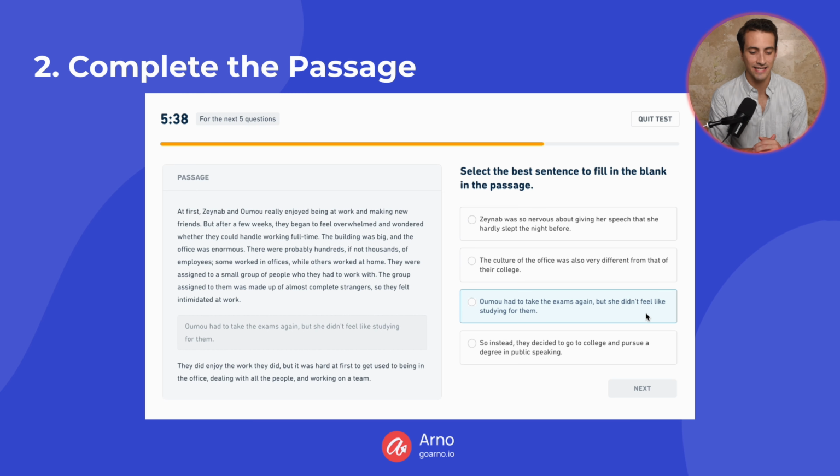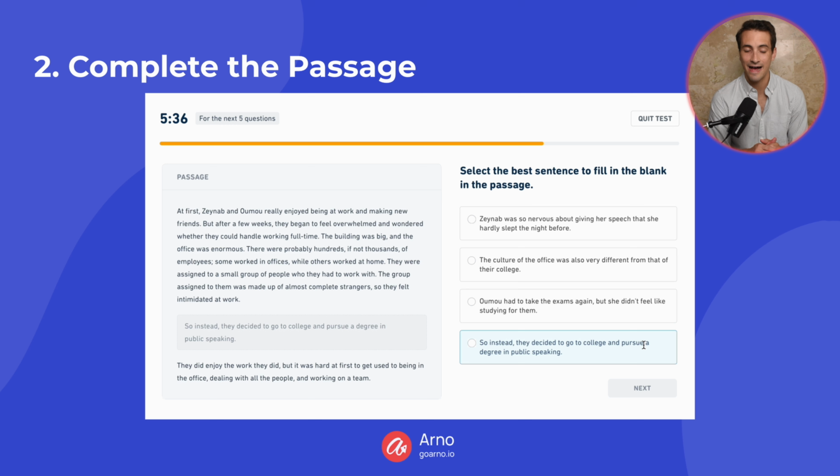Omu had to take the exams again, but she didn't feel like studying for them. The key vocabulary in this option is exams. However, does the word exams appear anywhere in the passage, or any synonyms for exams like tests? No. Does the passage at all talk about studying or taking a test or anything like that? No. So we can see that this option is not a very good one. It talks about something completely unrelated to the passage.